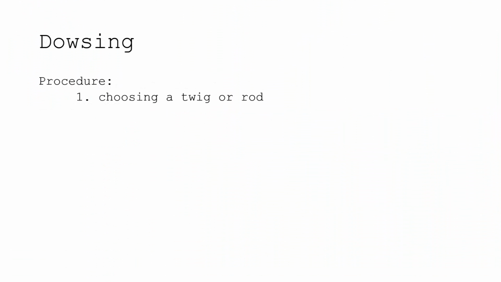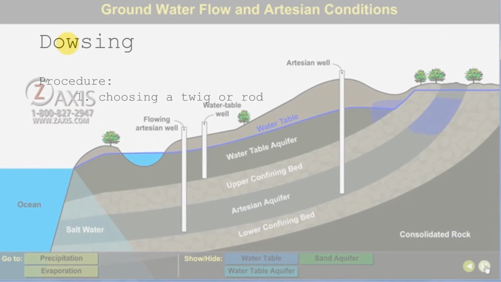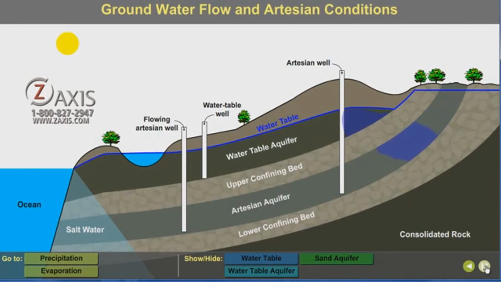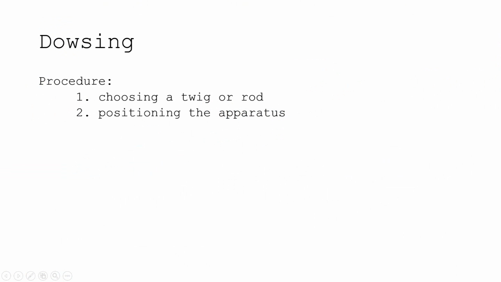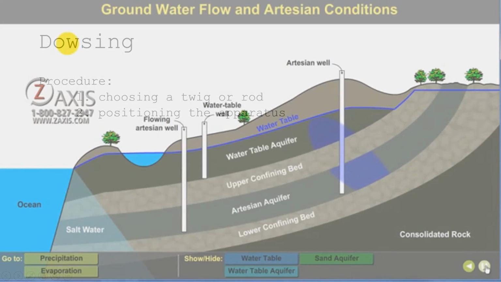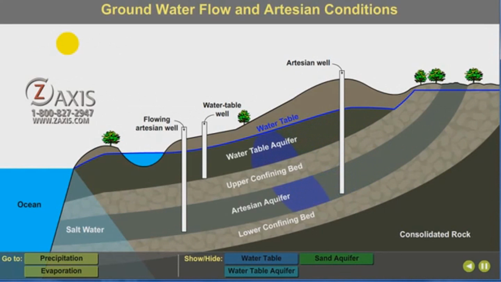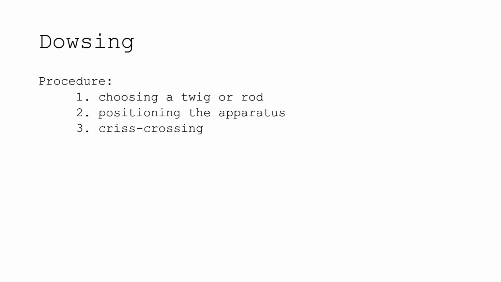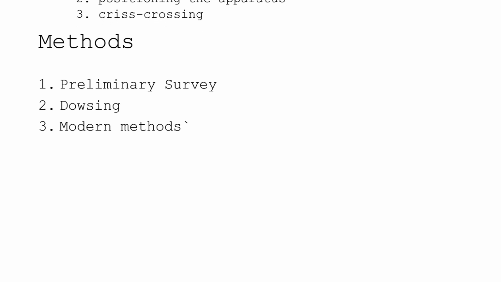Dowsing procedure. Choosing a forked or Y-shaped twig from a tree such as a mango tree, or using metal rods. Positioning the twig or rods between the fingers so as to amplify the sensations felt, and seeing if they twitch and go down or cross at the expected place. Crisscrossing the area in order to determine the most promising areas.